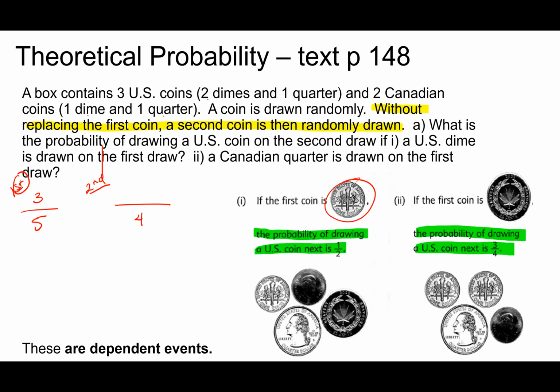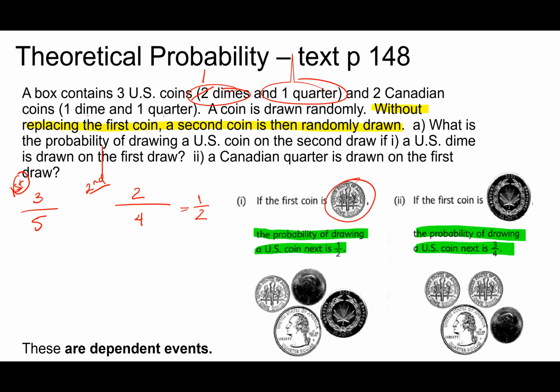Now I've got how many dimes and how many quarters do I have in the mix there now? I already drew 1 dime out. So how many dimes and quarters do I have? Yeah, Tyler? Well, I started with 2 dimes and 1 quarter, 2 US dimes and 1 US quarter. I drew 1 US dime out. So now I'm down to 1. So how many US coins do I have now? I have 2. So 2 out of my 4 are US coins. Therefore, the probability of drawing a US coin on the second draw is 1/2.